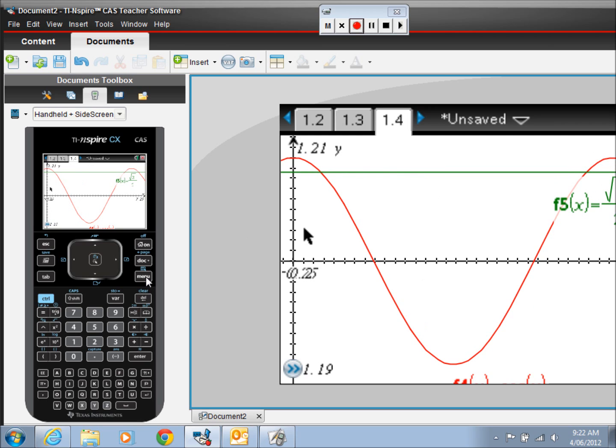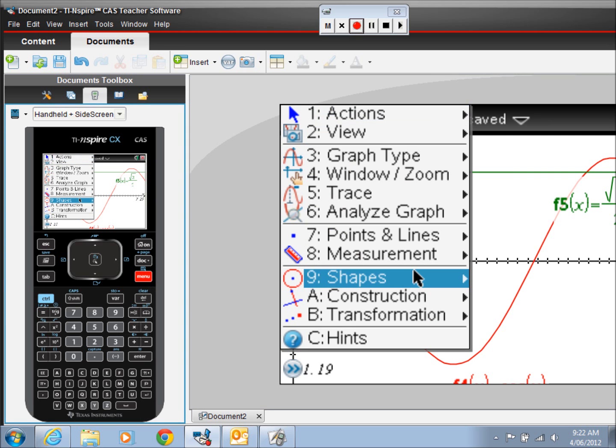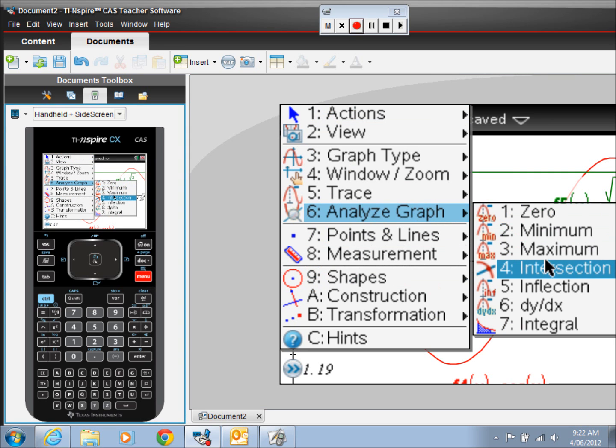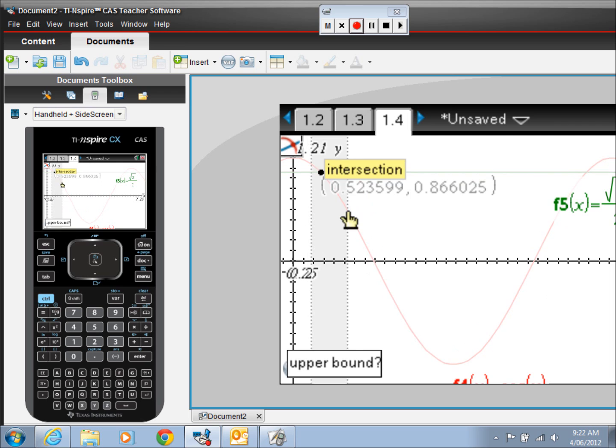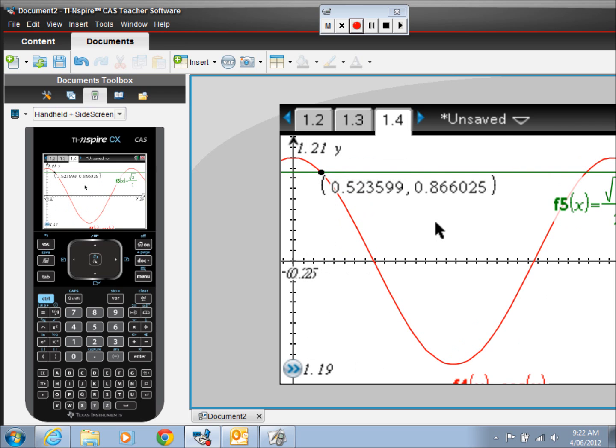So if you want to find the point of intersection, analyze graph, point of intersection. When you find the point of intersection, you can't get them in exact values. I don't think that will allow me to change it. I'll try it anyway. We know that it's pi on 6. Will it change it? No. It'll change the x but not the y. But we remember that root 3 on 2 was approximately 0.9. Well, there it is, 0.866.